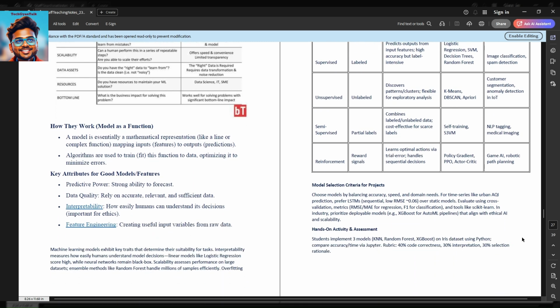And these are some suggestions, like model selection criteria for your projects, and also hands-on activity assessments.